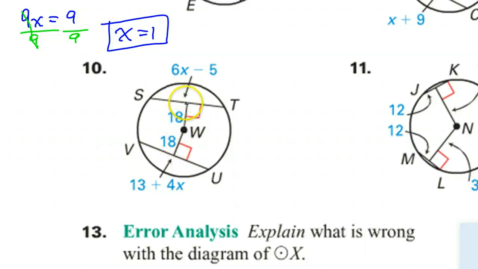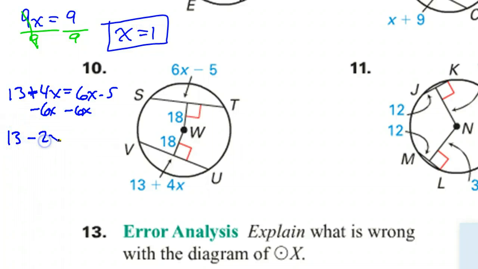Alright, again, if the perpendicular distances are equal, then the chords themselves are equal in length. So that means that these two chords must be equal length. So 13 plus 4x should equal 6x minus 5. Anytime I see x on two different sides of the equation, I want to get them together. So for example, I might subtract 6x. So that gives me 13 minus 2x is equal to negative 5.